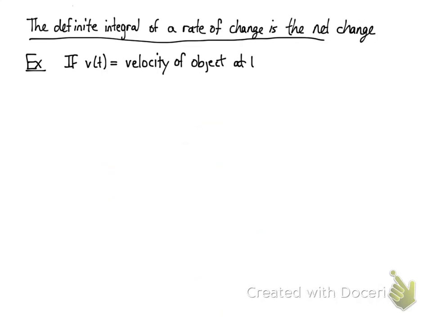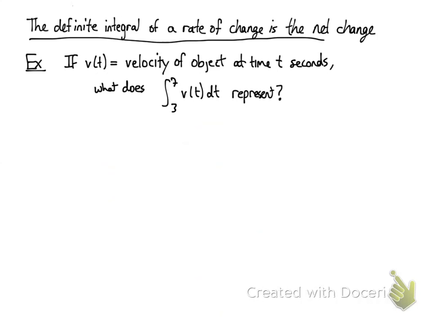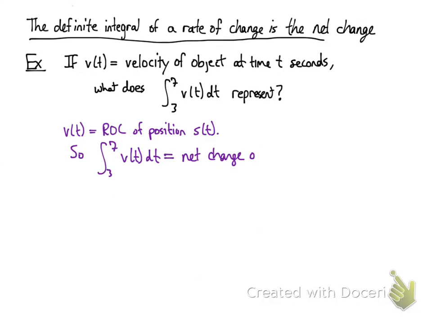If v of t is a velocity function, so it's telling me the velocity of an object at t seconds, what does the definite integral of v of t from 3 to 7 represent? Well, realize that a velocity is a rate of change. It's a rate of change of the position function. So what we're doing is integrating a rate of change. The definite integral of a rate of change is the net change, so this definite integral should equal the net change of position. I integrate the rate of change of position and I get the net change of position between these two t values. Well, that just means the position at 7 minus the position at 3 seconds.